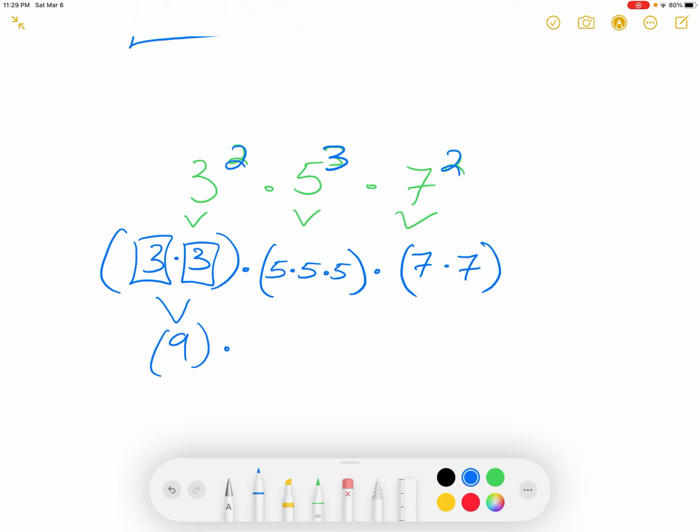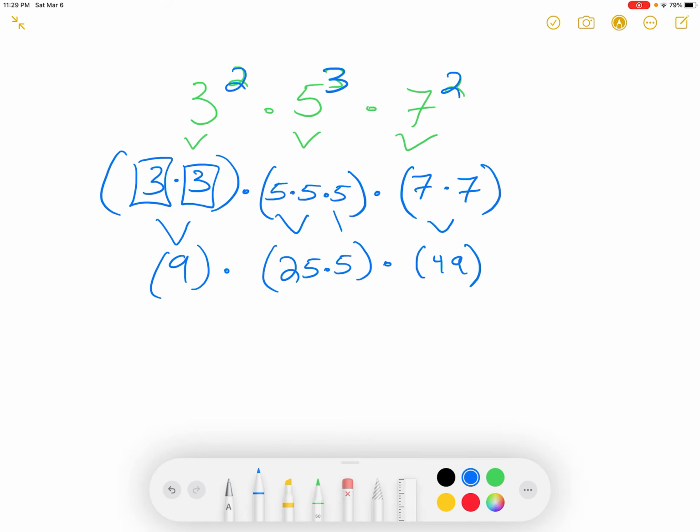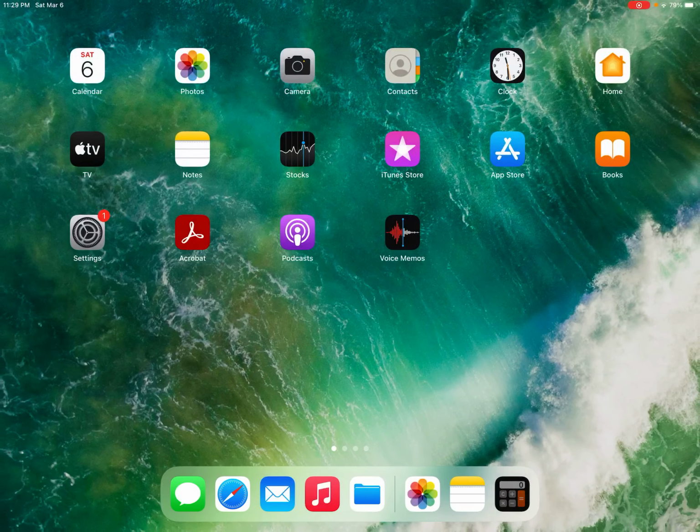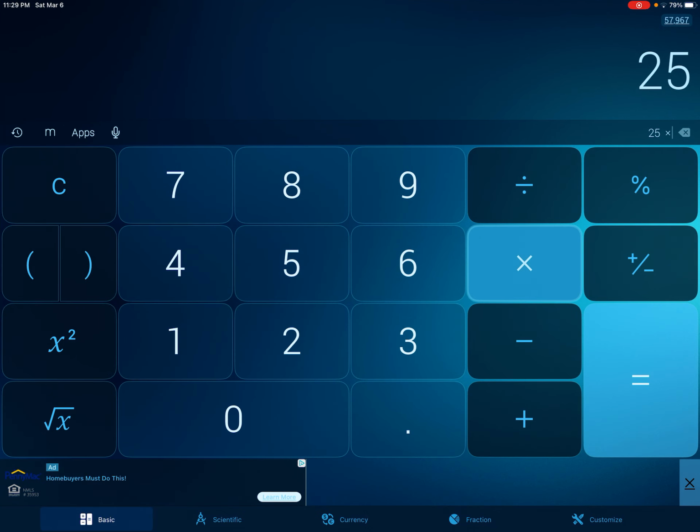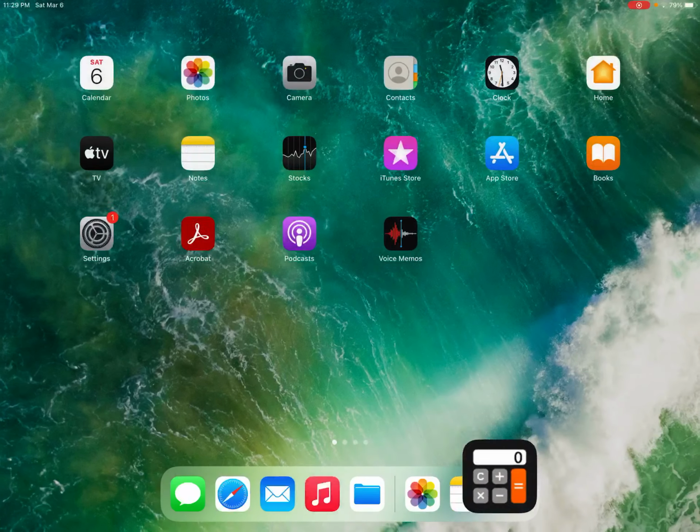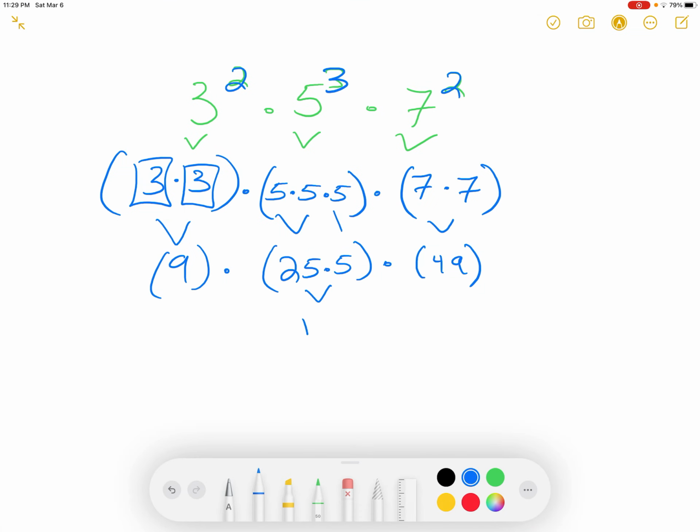3 times 3 is 9, times, you know 5 times 5 is 25 at least. You should. 5 times 25, that's that. Times 7 times 7 is 49. We just did that problem. And so now we can see, let's go to our calculator. So let's go 25 times 5 first. 25 times 5 is 125. We just do it nice and easy, piece by piece. 9 times 125 times 49.